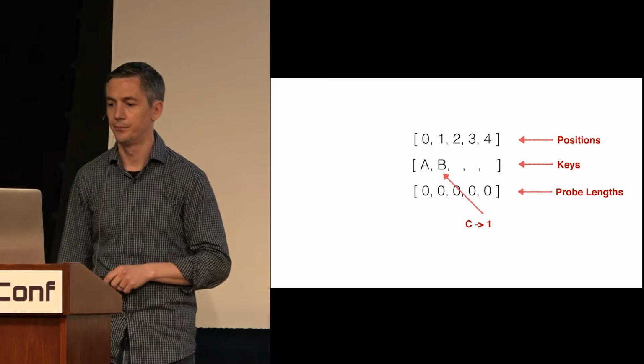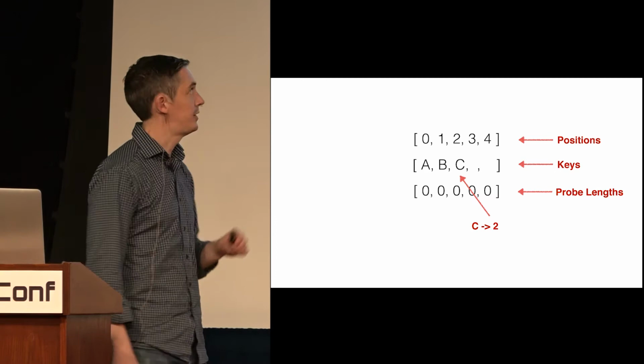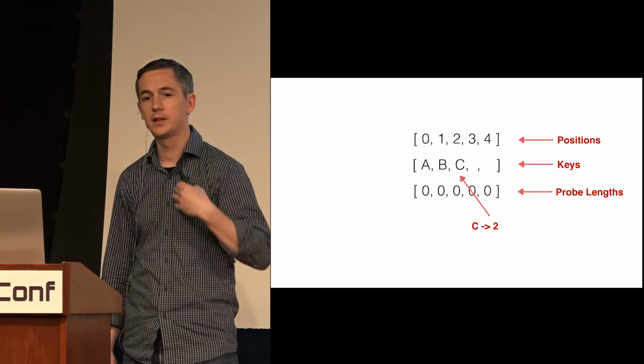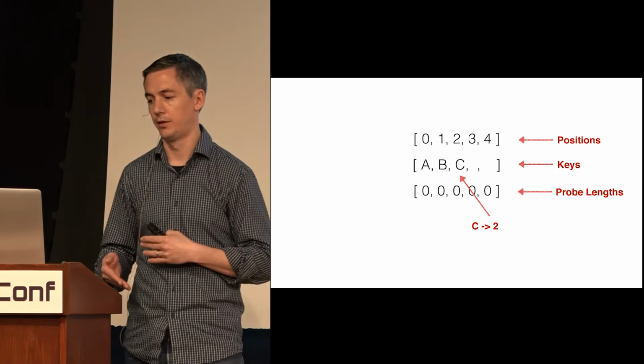Now we're going to insert C. C hashes to position 1, and we look, and B is already there. So the next thing we do, since we can't put it there, is we actually look at the probe length of B, which we see is 0. But at this point, C's probe length is 0.